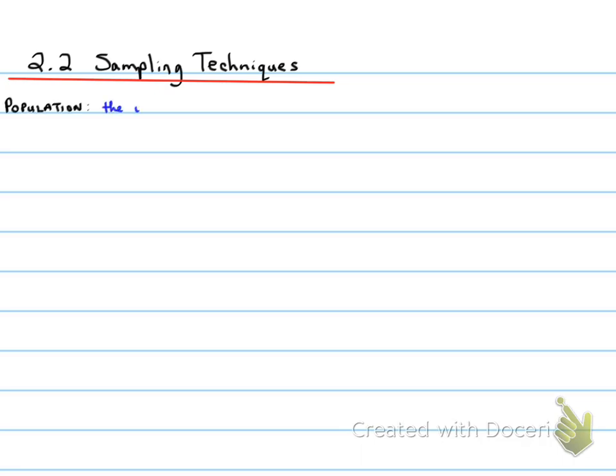Right, 2.2, sampling techniques. In this section, we're going to talk about different types of sampling techniques. First of all, population. We need to understand what the population is. The population is the whole group of people or items being studied. So, for example, everybody in Canada fills out a census. The population is everyone in Canada.